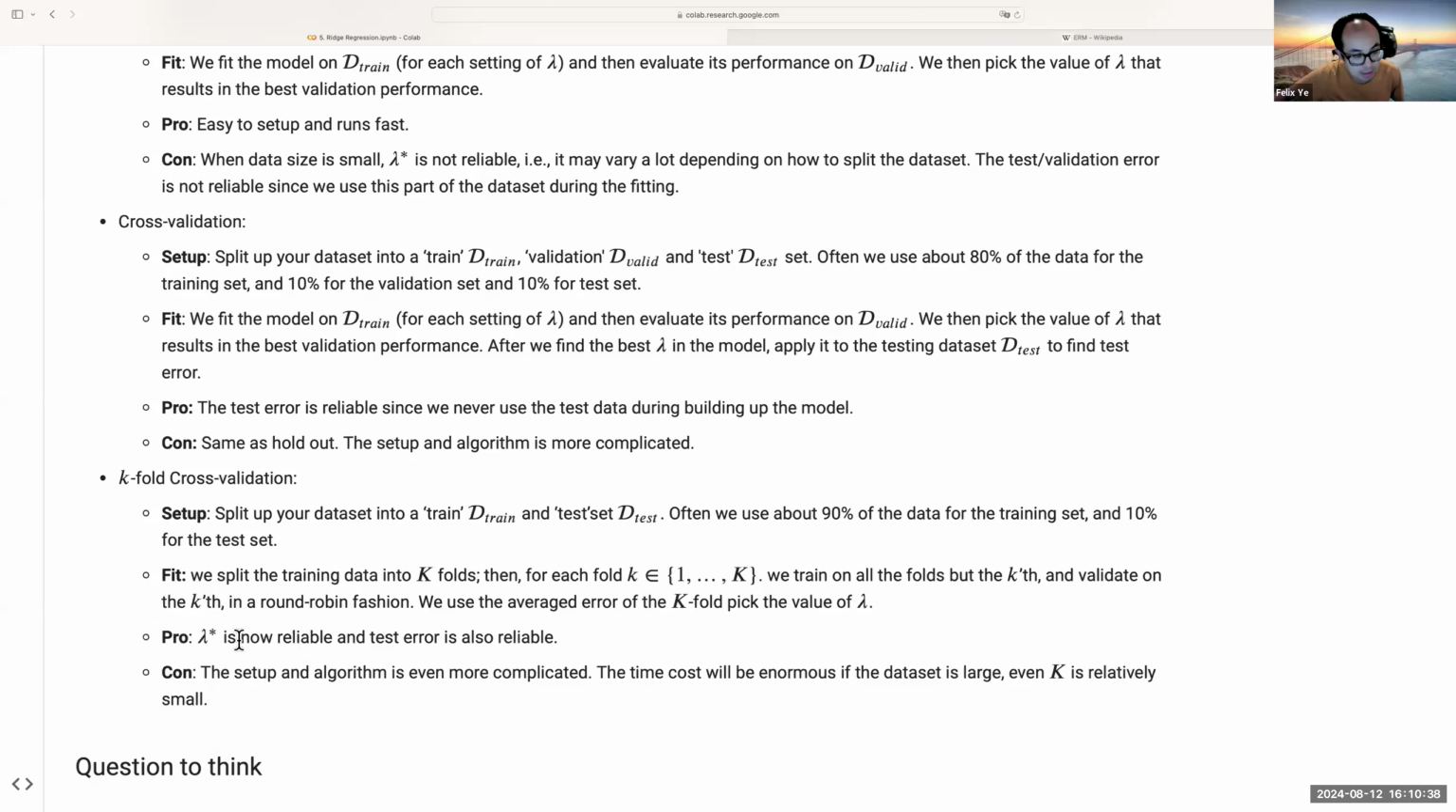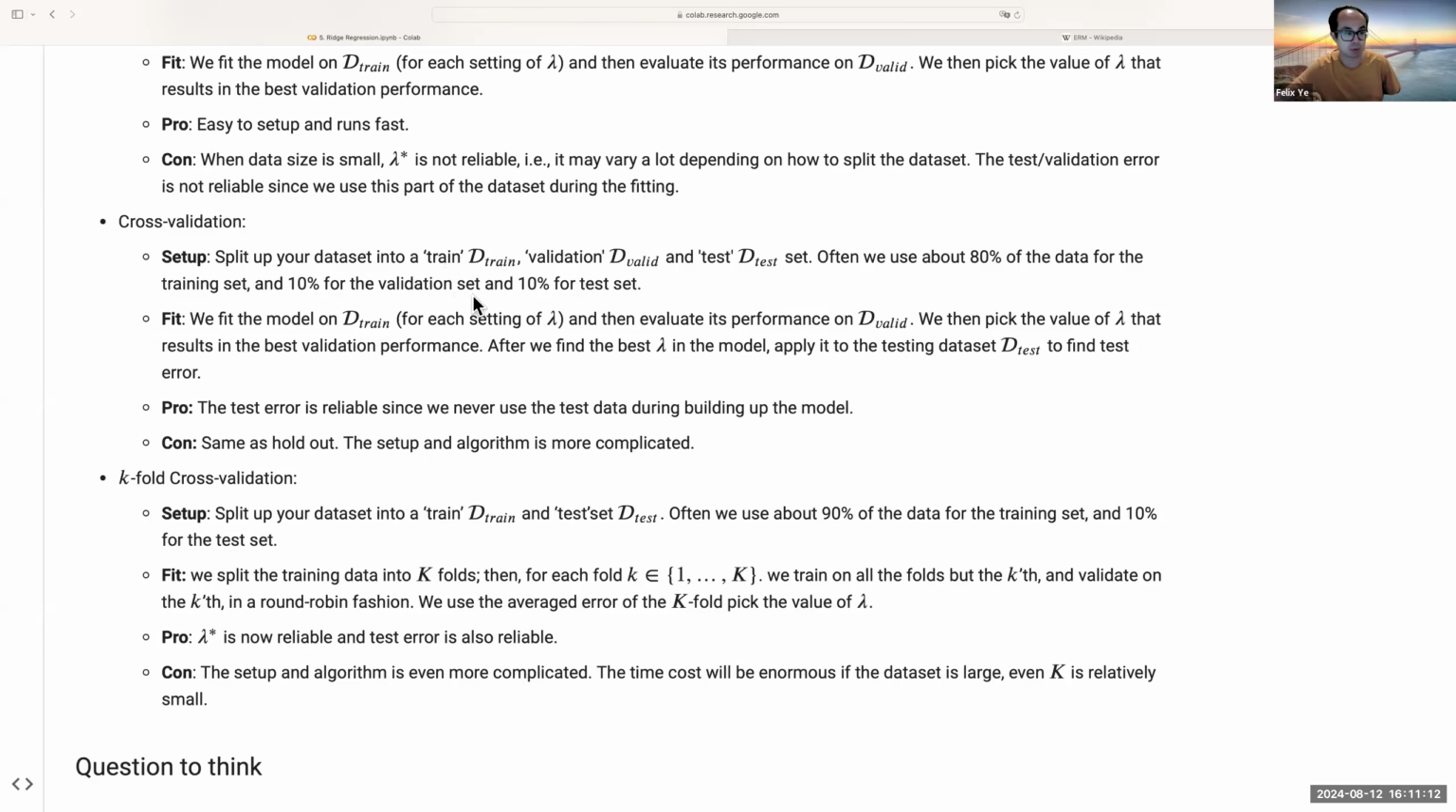In this case, lambda is always reliable, and the test error is also reliable because we never use this test data set during any process of training and validation. So this is truly a new data set. But this setup and algorithm is very complicated, and the time cost could be super big if your data set is large, even if k is relatively small. If your data is tens of thousands, you shouldn't choose k more than 3. This is something you have to keep in mind.